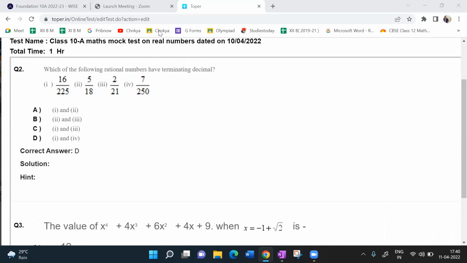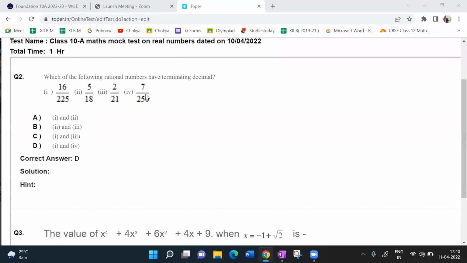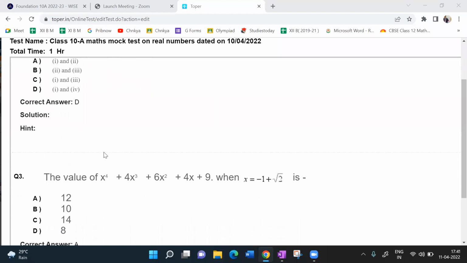How many of you did this correctly? I'll just do one thing. I chose the D option because it has 4 in it and it was correct. Yes, sir, even for me it was correct. Okay, those who lost the marks, just message me. I'll update your marks.